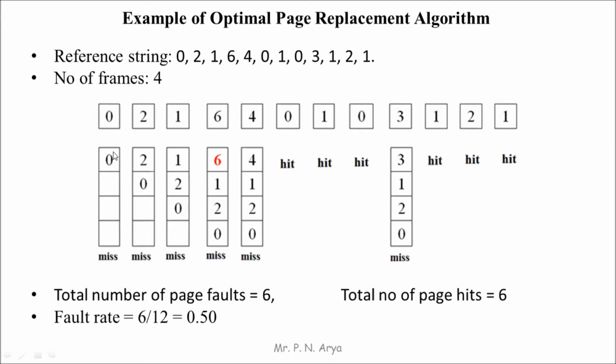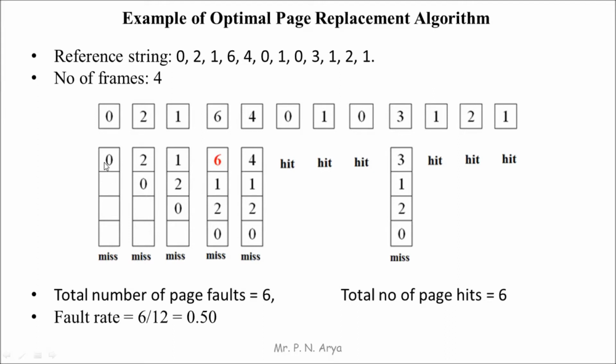Now, what is a page fault? When the CPU demands a particular page in the main memory, but that page is not available in the main memory, that is a page fault. The page is then swapped in from secondary memory to the main memory. That is the swap in.